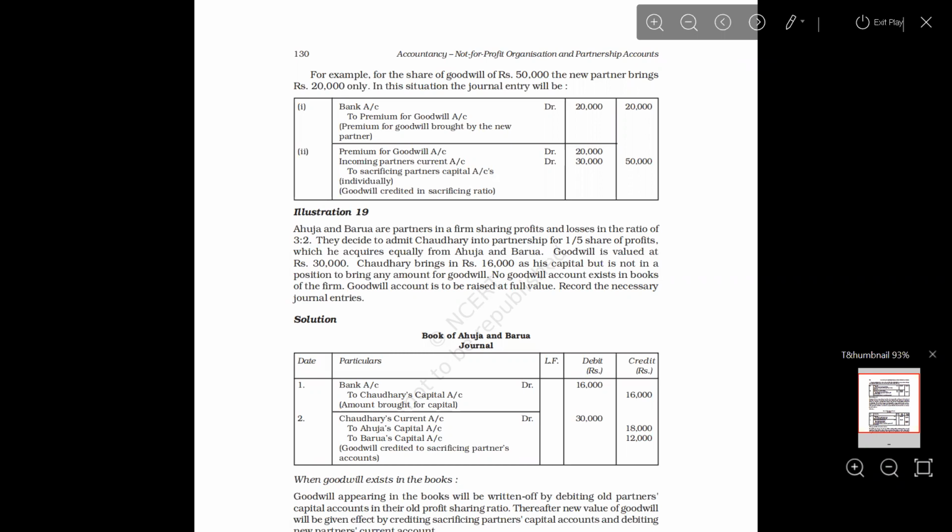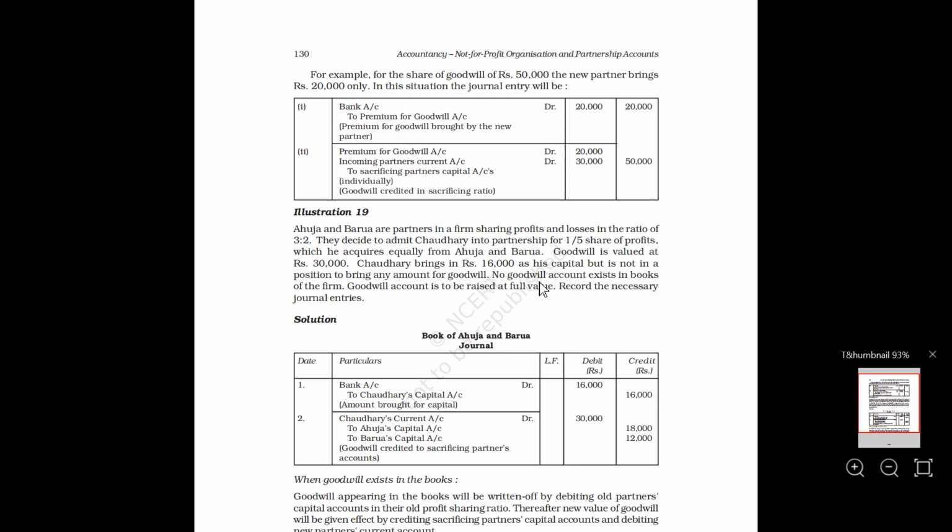Yes, they decided to admit Chowdhury for a 1/5 share. So bank account debit to Chowdhury's capital. Chowdhury brings 16,000. Okay. The goodwill is valued at rupees 30,000. Chowdhury's current account debit, yes, this goodwill is Chowdhury's goodwill, I think. Chowdhury's current account debit 30,000, but he is not in a position to bring any amount for goodwill. Underline these words: no goodwill account exists in books.